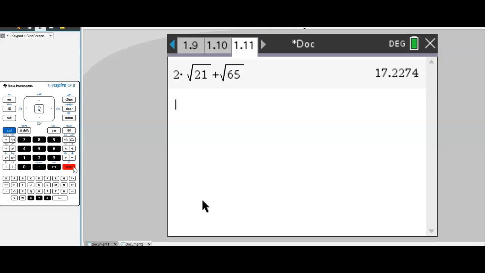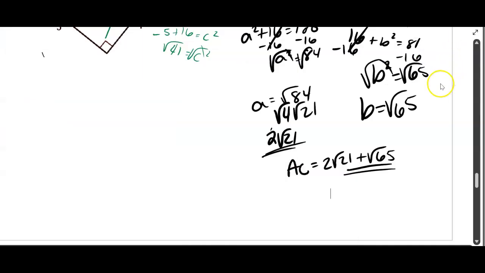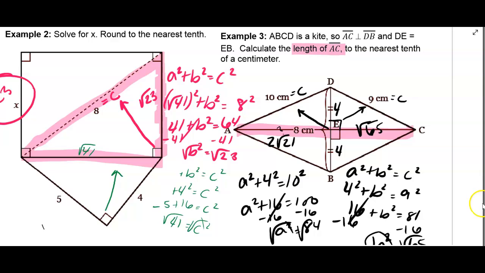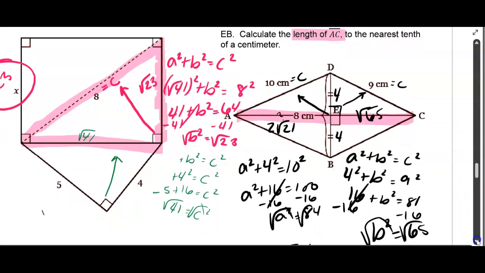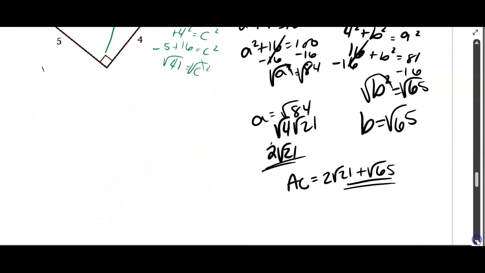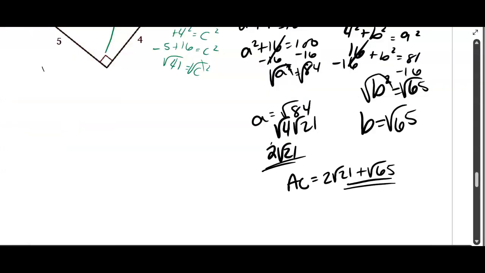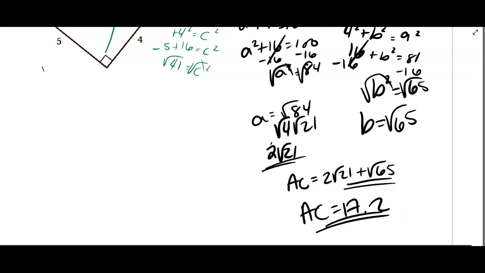We got 17.2. And I wanted it rounded to the nearest tenth. So 17.2. Right? Yeah, 17.2. So AC equals 17.2. That kind of covered it. There we go. Ta-da!